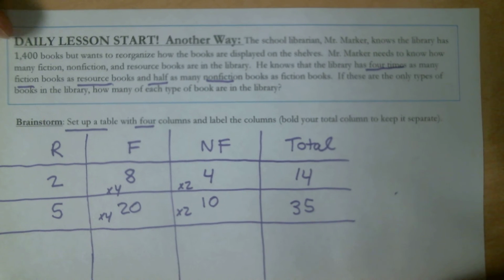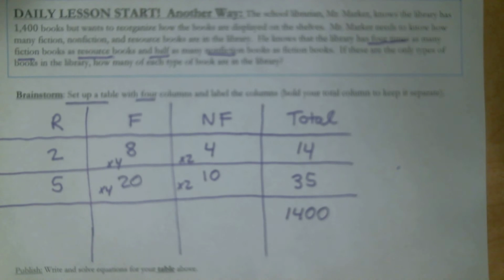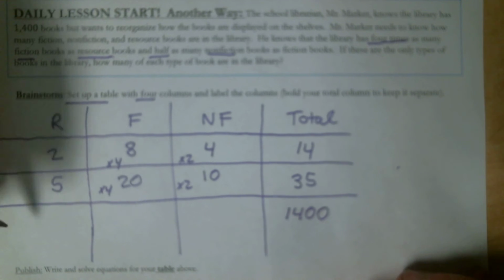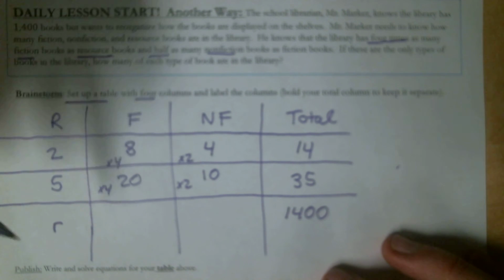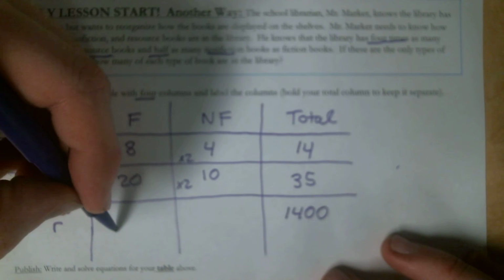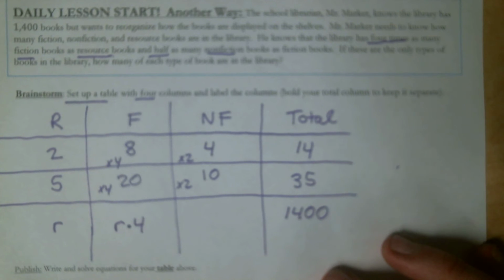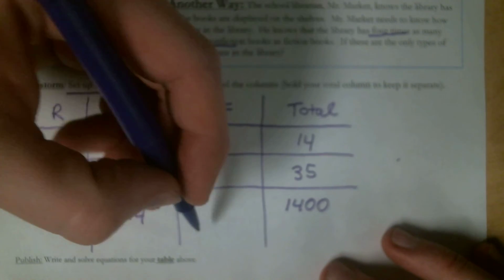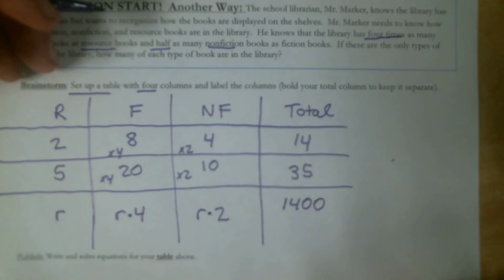We've already done this example a lot on the other page. We know we want to end up having 1,400 books, but we don't know how many of each there are. We're asked to figure that out. Well, let's pretend that this is R, right? R for resource books. If I wanted to find the fiction books, I would just have to do R times 4, right? There's 4 times as many. For nonfiction, I would just have to do R times 2, because it's only half as much as this column.